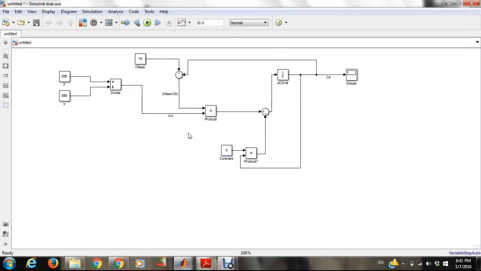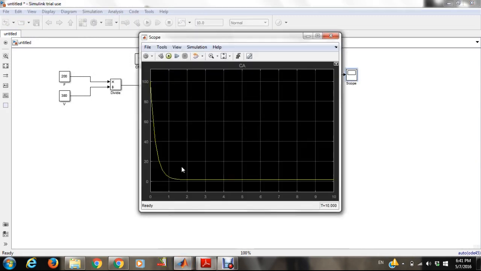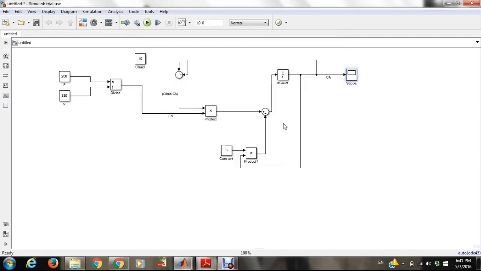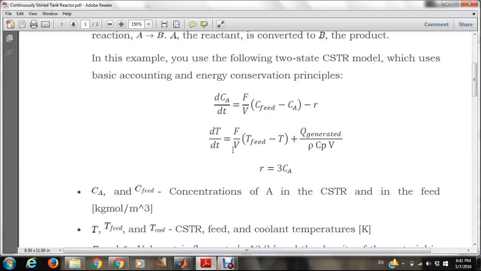Sorry. I'm just going to play this, see if this works, and this should be a decreasing function over here. It's shown because the concentration of A decreases over time while the concentration of B increases. Okay, then we're going to move on to the second equation.